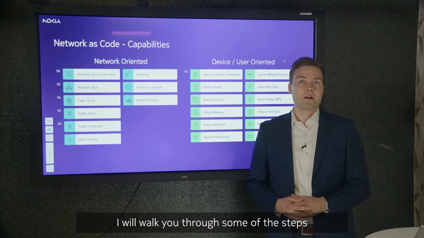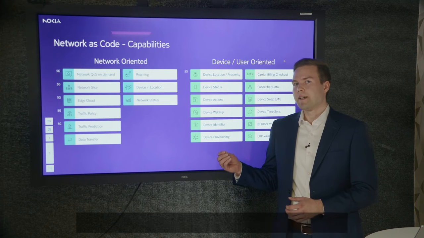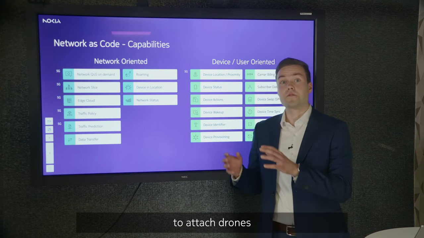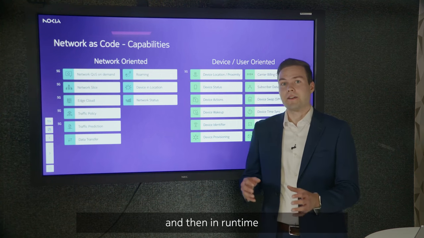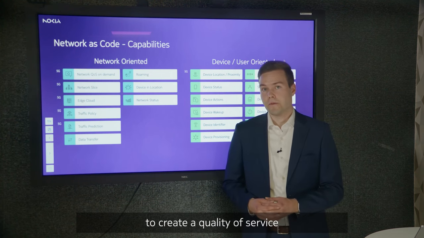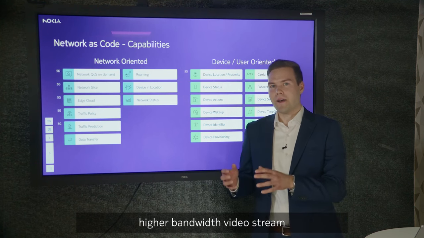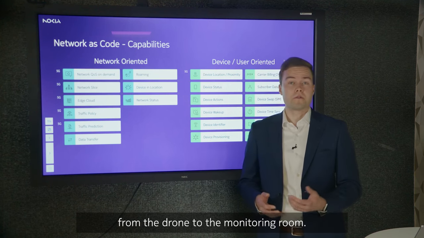Based on that demo, I will walk you through some of the steps that were used to activate the network slices to attach drones to the slice-based services, and then in runtime to create a quality of service on demand request to enable the higher resolution, higher bandwidth video stream from the drone to the monitoring room.